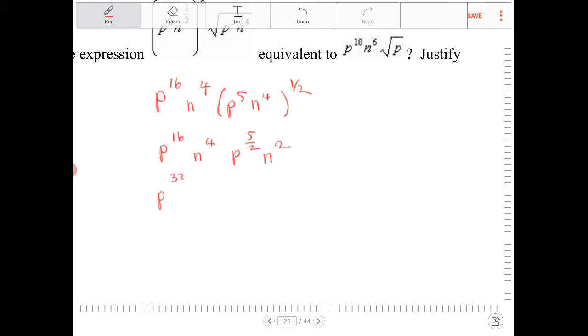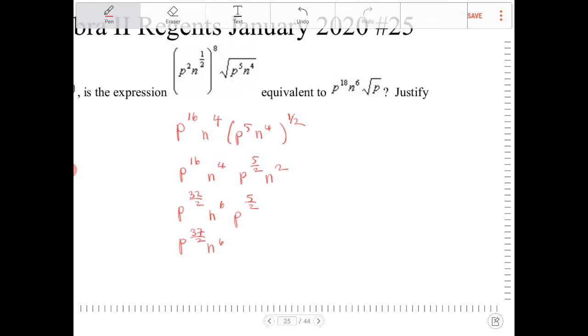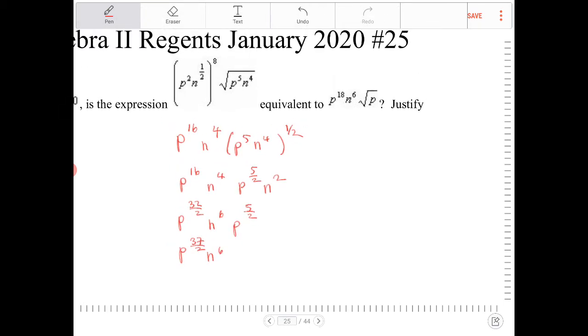So p to the 32 halves, n to the 4th, well actually n to the 4th and n to the 2nd, I can combine that to make n to the 6th. And I have p to the 5 halves here. Combining further, I get p to the 37 halves, n to the 6th. So that's what the expression on the left becomes.